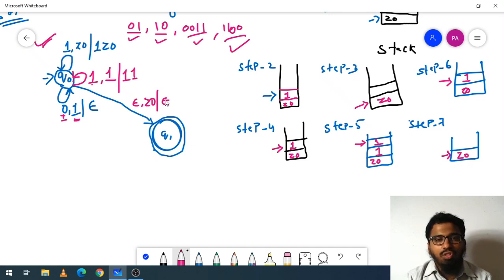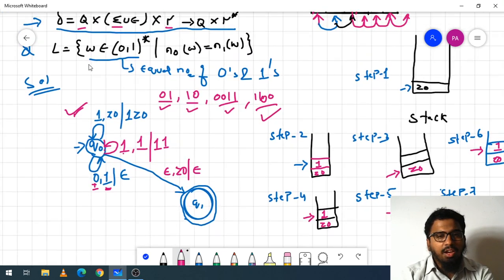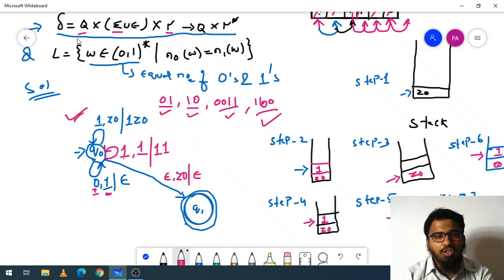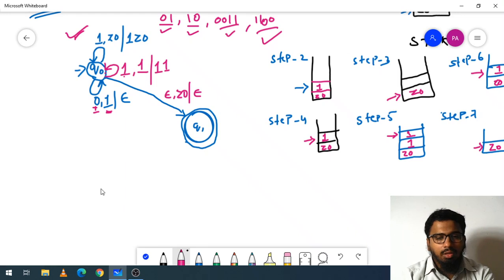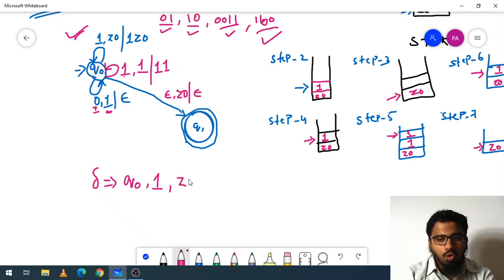So here we designed the pushdown automaton. Now we need to write the delta function. How can we write the delta function? That is delta. What is the first one? Q, that is Q0, comma 1. What is 1? The input symbol, sigma. And what is Z0? That is tau.